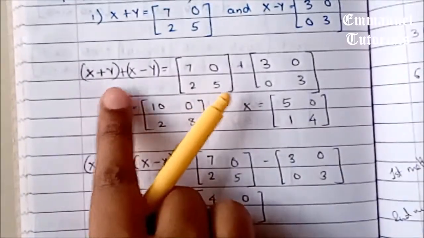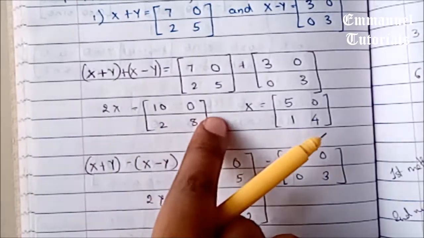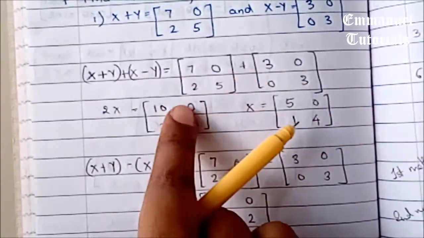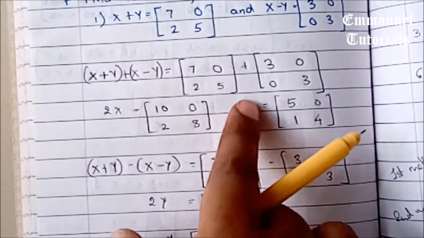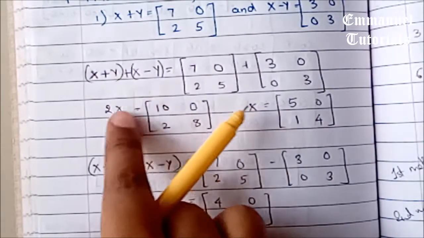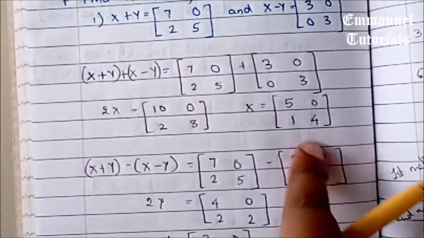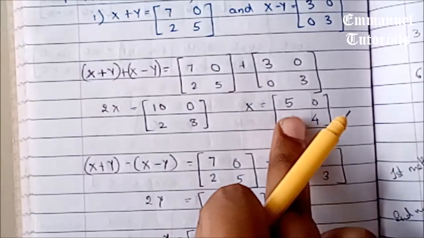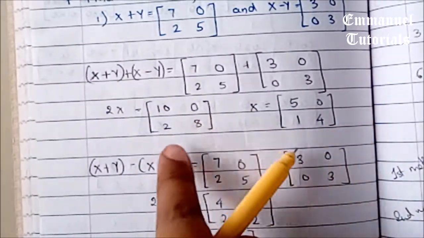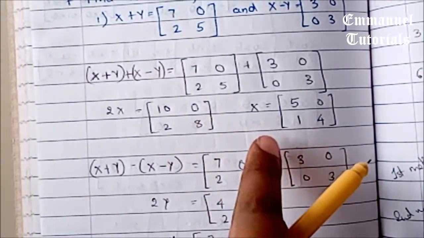So x plus y plus x minus y will give us 2x, which is equal to the matrix [10, 0, 2, 8], because 7 plus 3 is 10, 0 plus 0 is 0, 2 plus 0 is 2, and 5 plus 3 is 8. Now x is equal to what? It will be the whole matrix divided by 2 if 2 goes to the right hand side. So it will be [5, 0, 1, 4], because 10 divided by 2 is 5, 2 divided by 2 is 1, and 8 divided by 2 is 4.